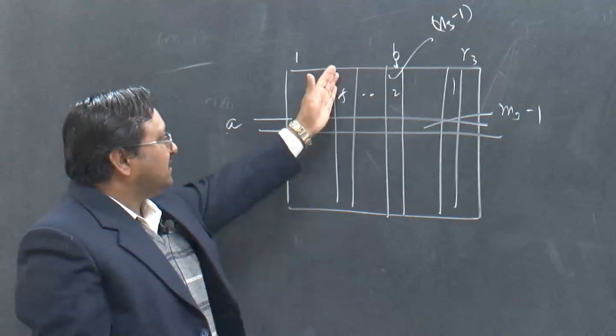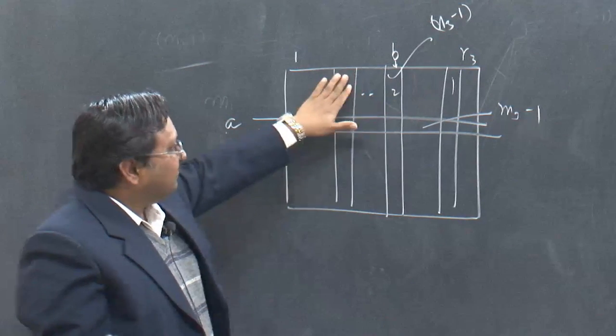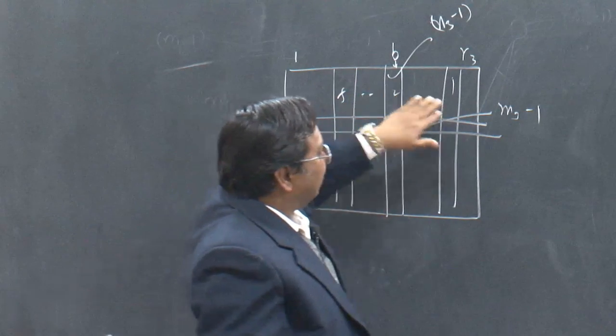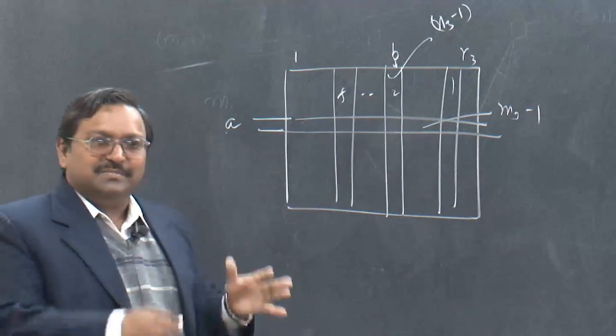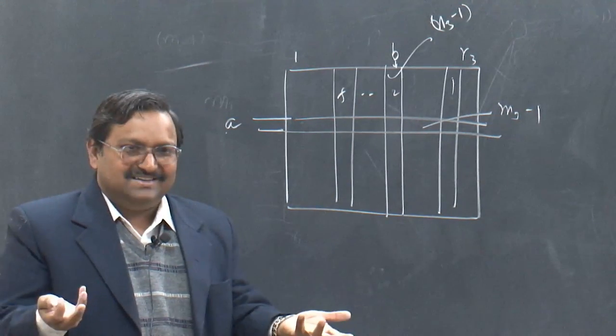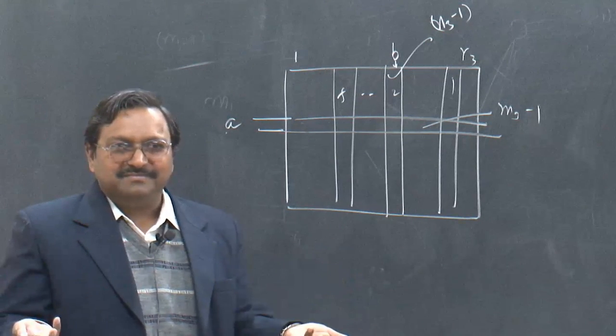In the worst case scenario, each one of them will have N3 minus 1 symbols. So N3 minus 1 symbols here, N3 minus 1 here, N3 minus 1 here, N3 minus 1 here, all symbols put together, they are all distinct, which is the worst case scenario. You make some total of them.